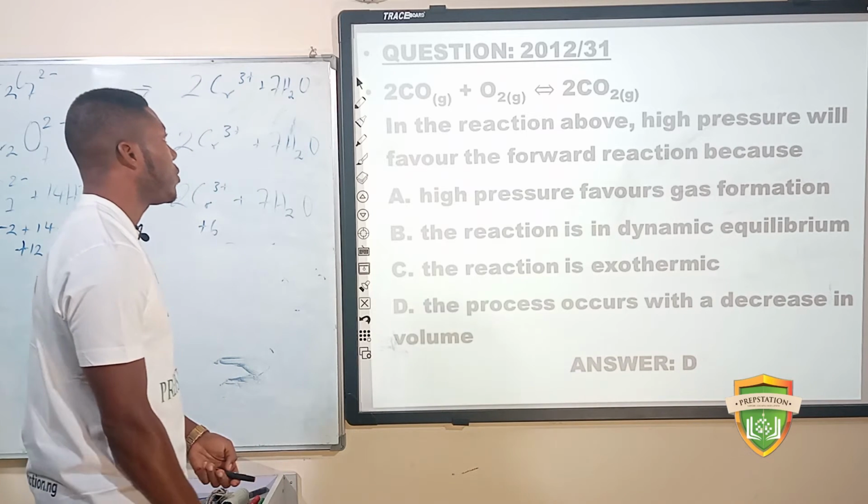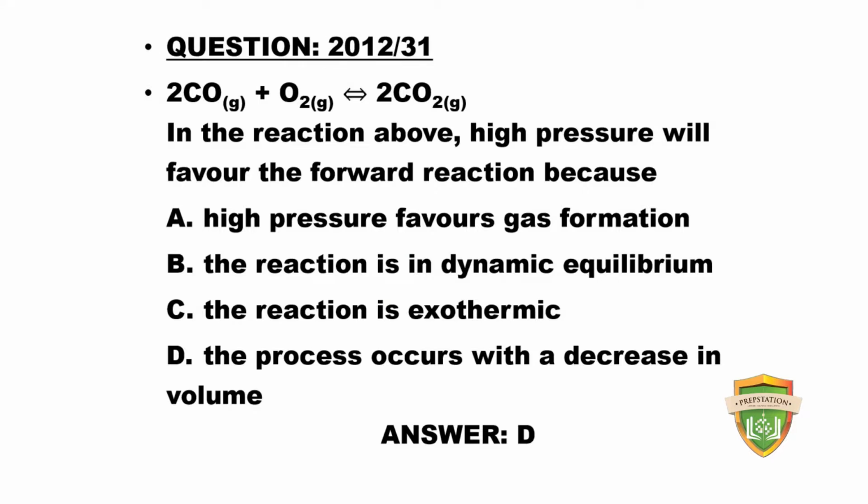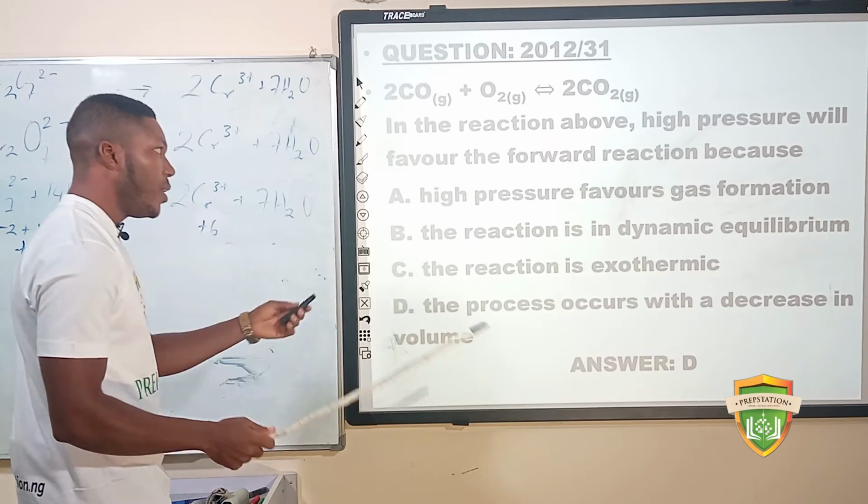Question 31, 2012 JAMB question. Given the equation above, in the reaction above, high pressure will favor the forward reaction because... This question is based on the effects of pressure. A, high pressure favors gas formation? No. The reaction is in dynamic equilibrium? No. The reaction is exothermic? No. The process occurs with a decrease in volume.